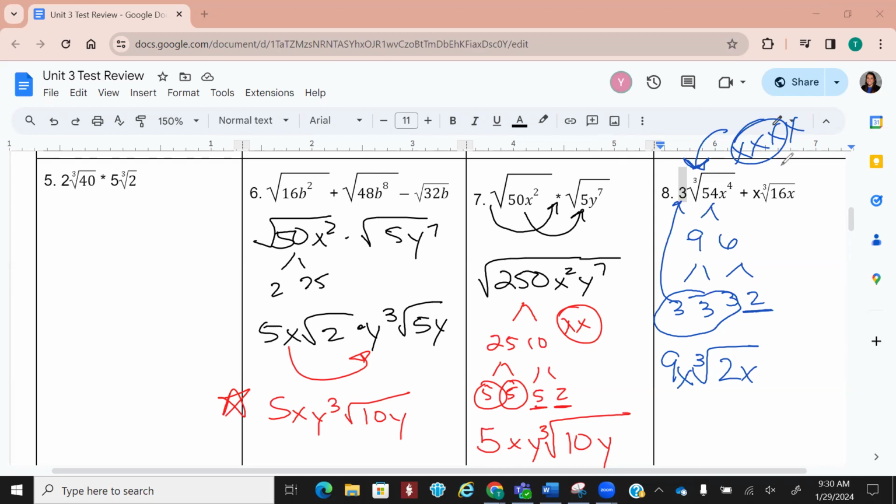When I do the other one, I can break that down into 2 and 8, 2 and 4, and 2 and 2. Again, group of 3. So that's going to give me 2x cube root of 2x left over. Are they the same underneath the radical? Yes. So we can add the outsides. So what's 9x plus 2x? 11x cube root of 2x.